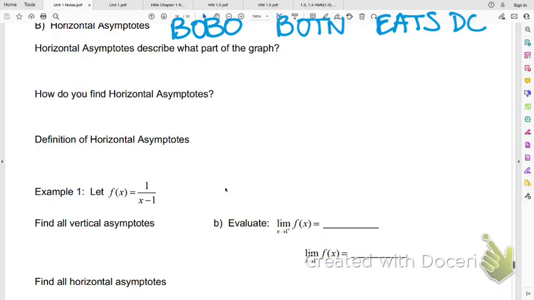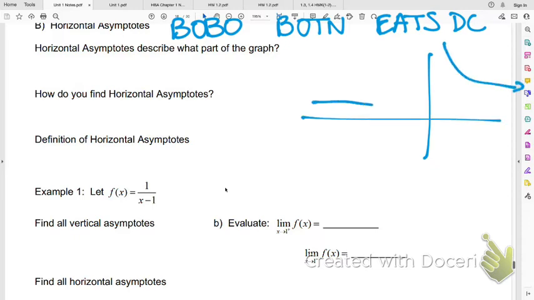But when we talk horizontal asymptotes, think about a rational function. I'll just draw one real quick. Any rational function. So let's say we had a rational function that looked like this. What do the horizontal asymptotes tell us about the graph? Or what parts of the graph does it describe? The y as we head out to both ends, right? So what it really talks about on these kind of graphs is the end behavior of the graph. Okay?